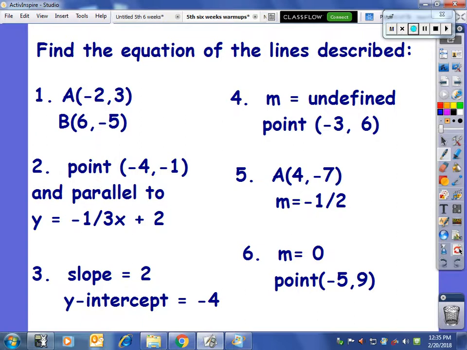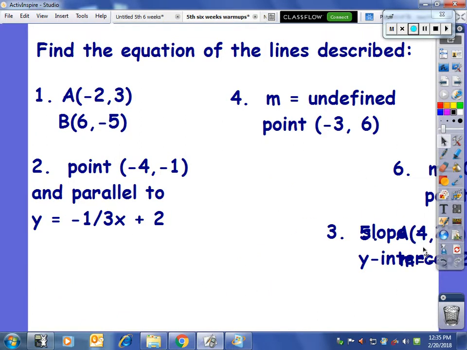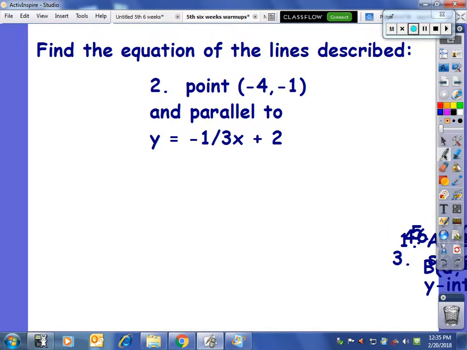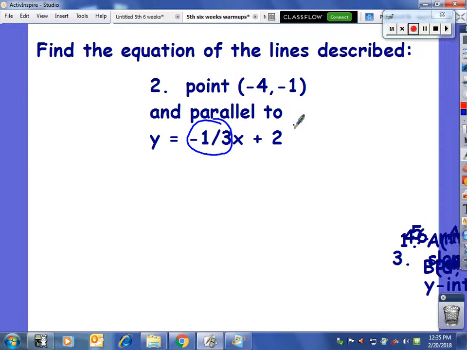Okay, here is the opposite of a gift. This is one where you've got to work a little bit. I am giving you a point and a slope, but I'm doing it in a tricky way. Parallel lines have the same slope, but different y-intercepts. So I am telling you what slope to use in a tricky way. I need the slope of negative 1/3 because parallel lines have the same slope, and I need to go through this point. Do that, please.